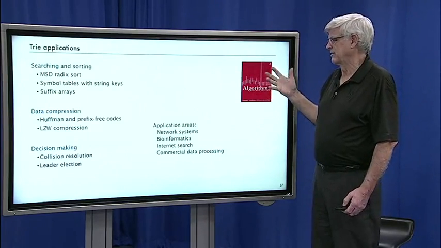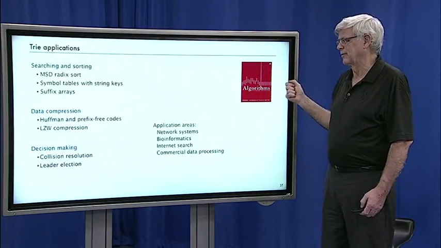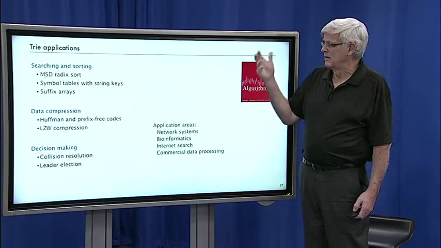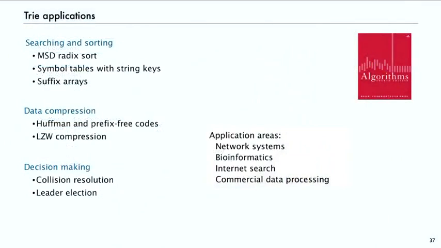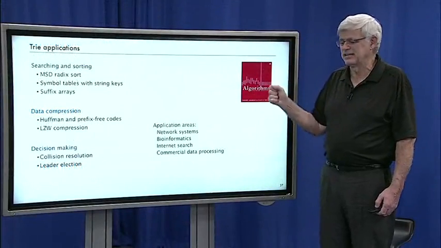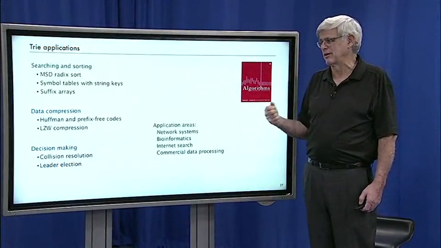There's lots of applications of tries. If you look in our algorithms book, you'll find trie code for sorting, for symbol tables with string keys, and for suffix arrays, which I'll refer to in a minute. They play a role in classic data compression algorithms, Huffman codes and Lempel-Ziv-Welch compression. And we'll look at the use of tries to understand decision-making, collision resolution, leader election algorithms. They play a very important role nowadays in network systems and bioinformatics, internet search, all kinds of commercial data processing.